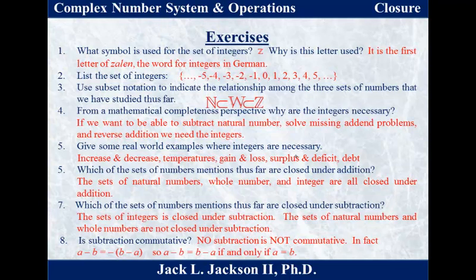So which of the following sets of the numbers that we mentioned so far are closed under addition? Well, they all are. The natural numbers, whole numbers, and integers are all closed under addition. In other words, if you start with two natural numbers and add, you get a natural number.